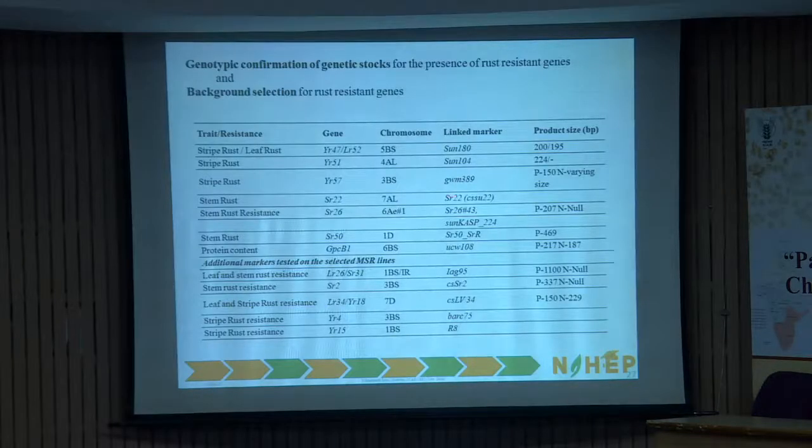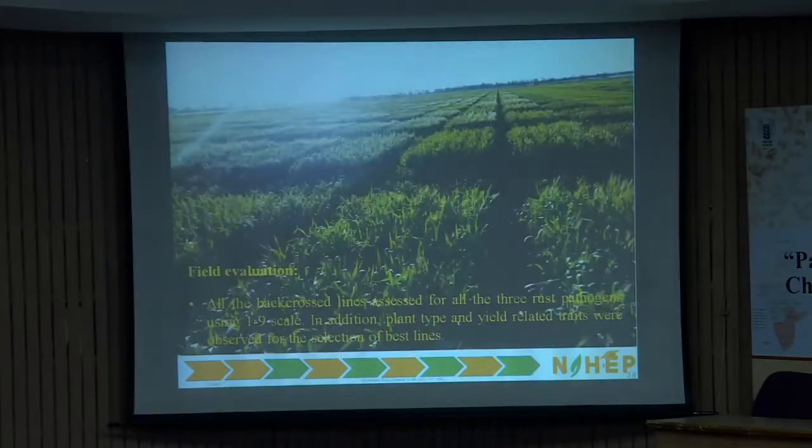So SNP, I was talking about SR26, the marker. Earlier what we used was SR26 number 43. But in the middle of my program, we developed an SNP marker, CASP 224, that we used in our further studies. So you're doing introgression, glasshouse phenotyping and genotyping, but you still have to evaluate your lines under field conditions also, because what you evaluate inside glasshouse conditions and what you get outside in natural conditions is something different.